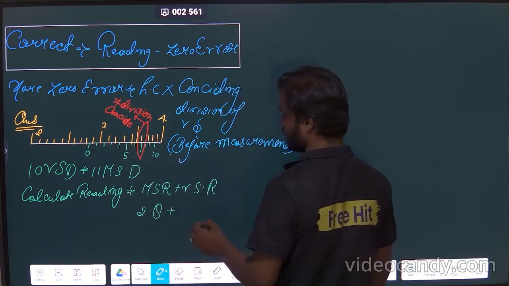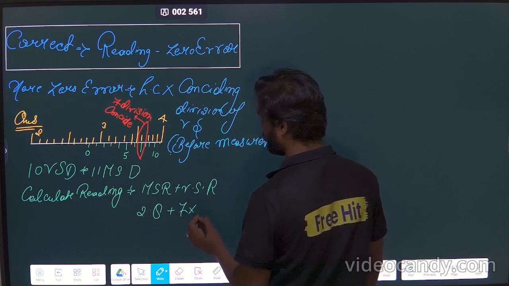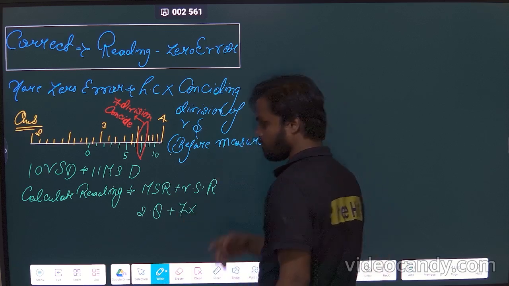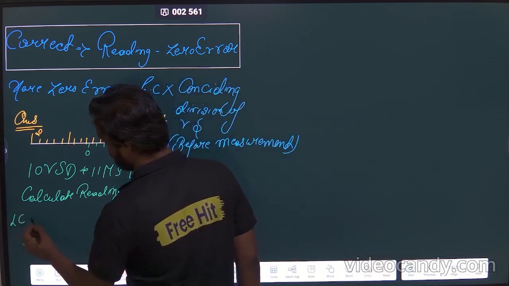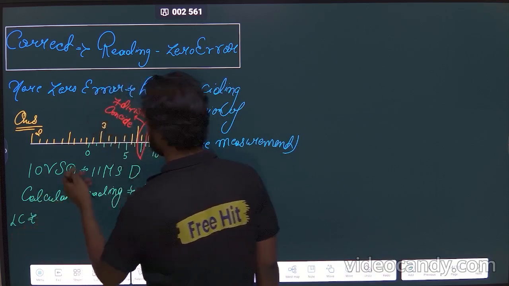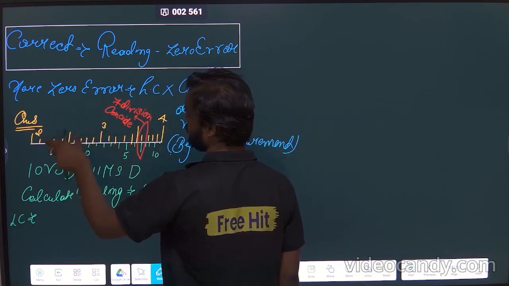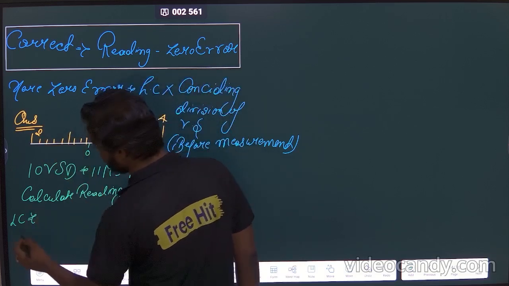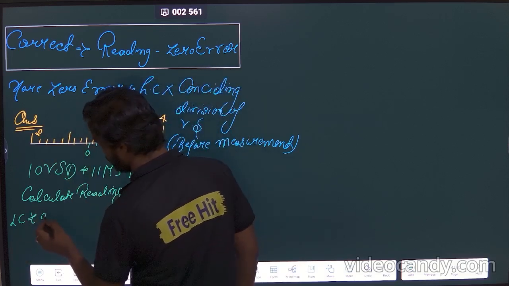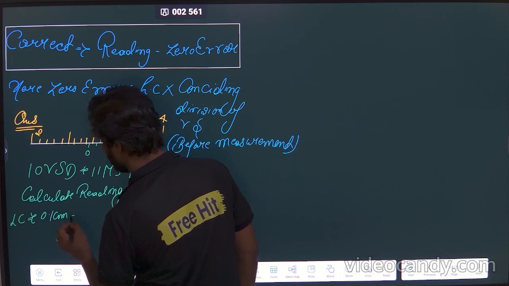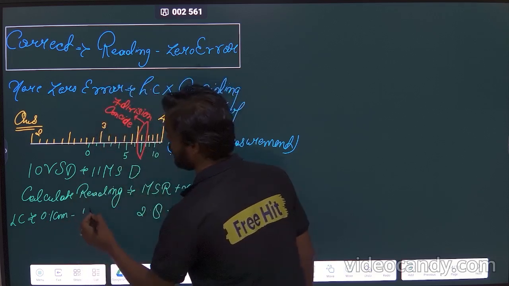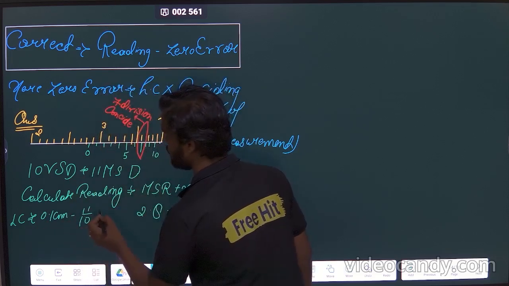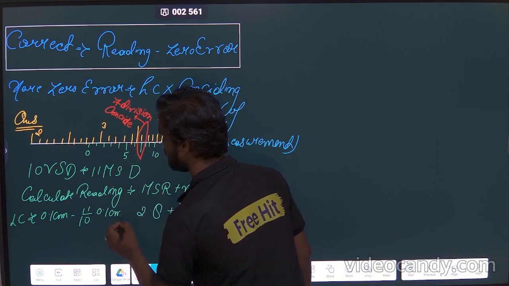So what is the general way of doing the calculation? 7 into least count. What is the least count we have? Least count is equal to main scale division minus vernier scale division. See, how many lines are there? 10 lines for 1 centimeter. This distance is 1 centimeter, 10 lines. So main scale division will be 0.1 centimeter, minus the vernier scale division, that is 11 by 10 into the main scale division, that is 0.1 centimeter.